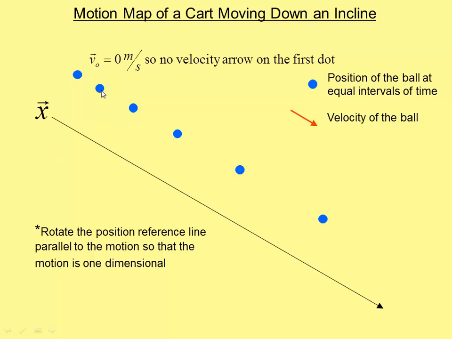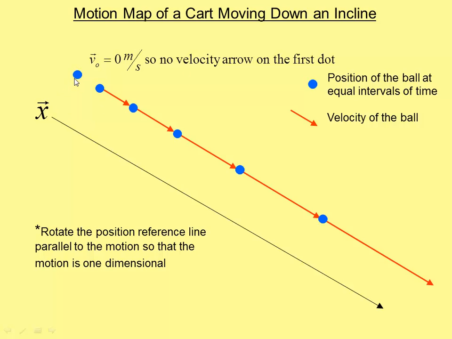Now, by the time we get to the second dot, it's moving, so it'll have a velocity arrow pointing down the incline. And the third dot, it's moving, but remember, it's moving even faster. So we'll make a longer arrow, and then a longer arrow, and then a longer arrow, and then an even longer arrow. So by looking at the separation between the dots, you can tell it's speeding up. And by looking at the length of the velocity arrows, you can tell it's speeding up as it goes down the incline. The reason why there's no velocity arrow on the first dot is because it's starting from rest.